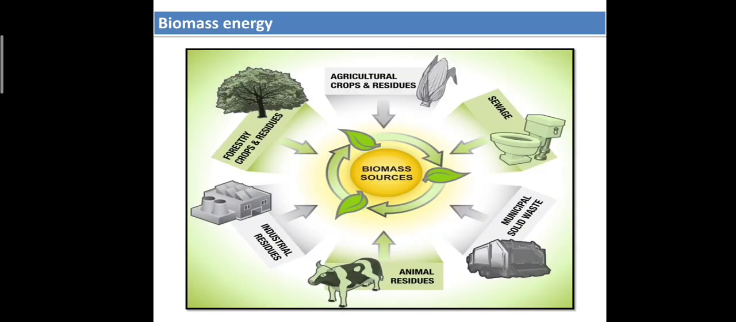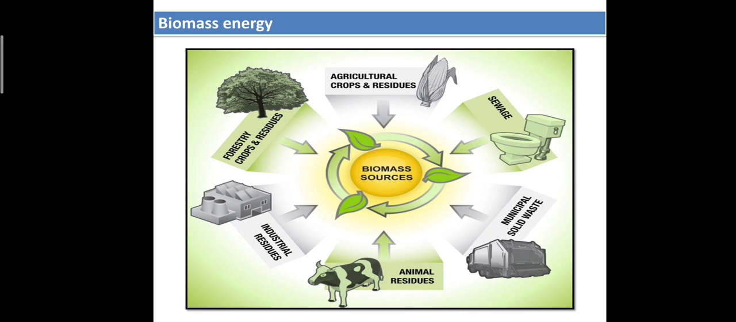Now we will go for the biomass energy. What is biomass? When a log is burned, we call this biomass energy. Whatever we are burning, the biomass sources, that means we can see in the slide the forestry crops or the animal residue or the sewage, these kinds of things we call biomass energy. Because plants and trees depend on the sunlight to grow, biomass energy is a form of stored solar energy, because all the plants are storing the solar energy within.